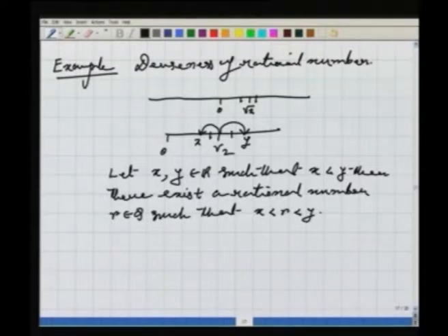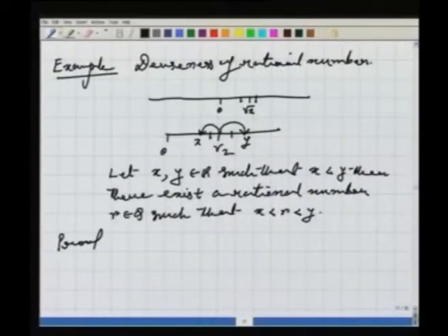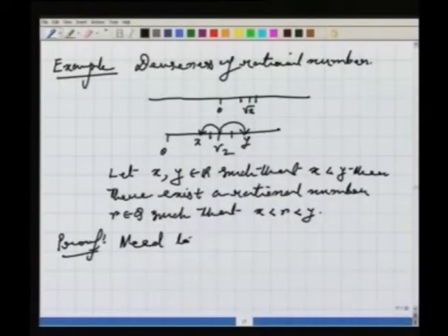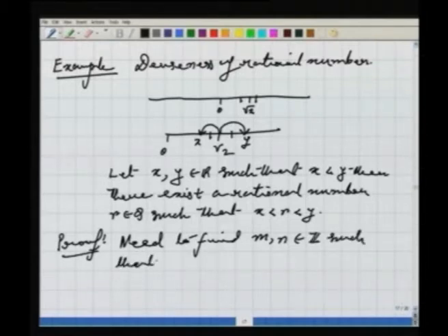The proof of this is just a very simple application of the Archimedean property. If you think a little bit, you will also come up with a proof. So, the proof is this. First thing is, what exactly do I want? I want a rational number R which lies between x and y. That means I need to find two integers, let us say m and n, such that x is less than m by n and this is less than y.